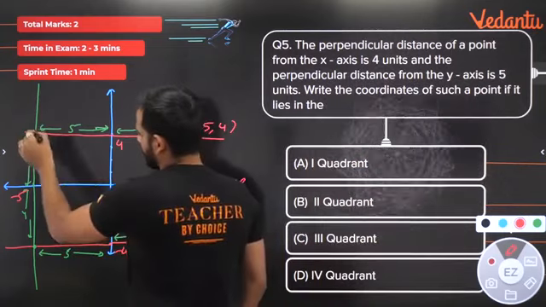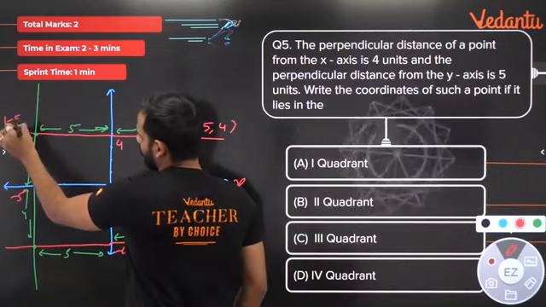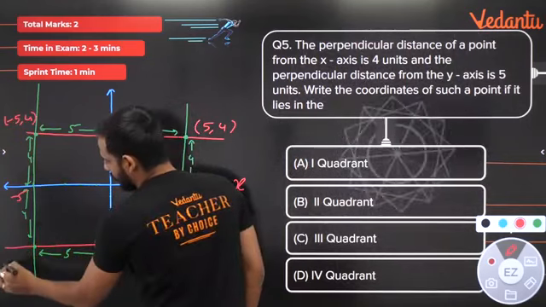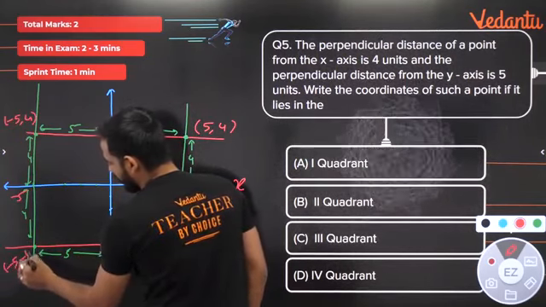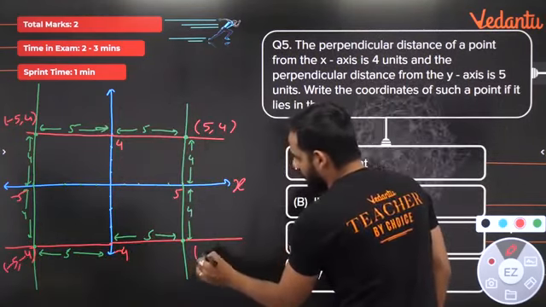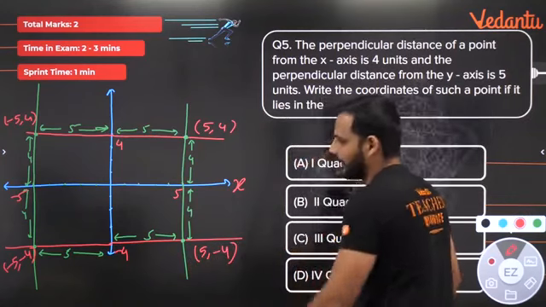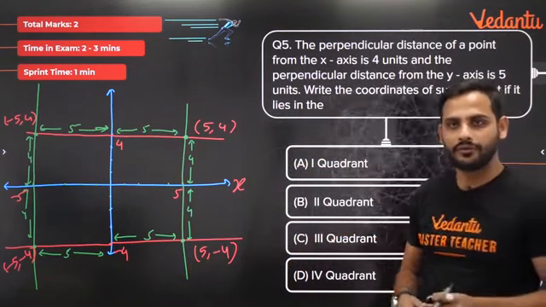The point which is in the second quadrant will be minus 5, 4. The point which is in the third quadrant will be minus 5, minus 4. And the point which is in fourth quadrant will be 5, minus 4. Right? So by this I have got all the 4 points.